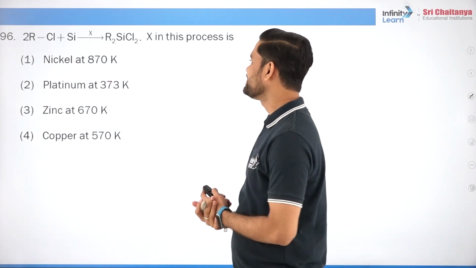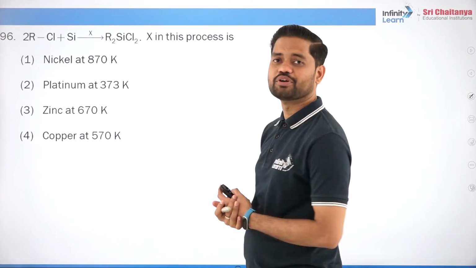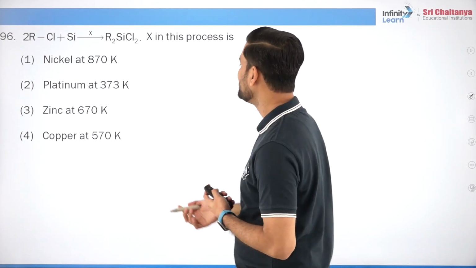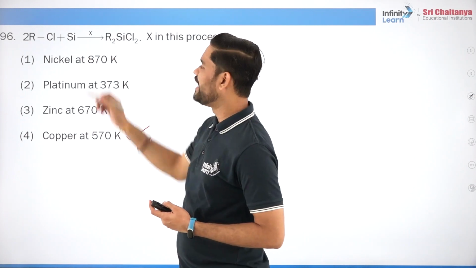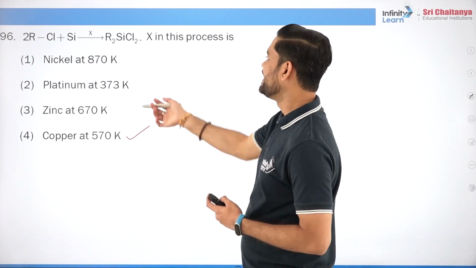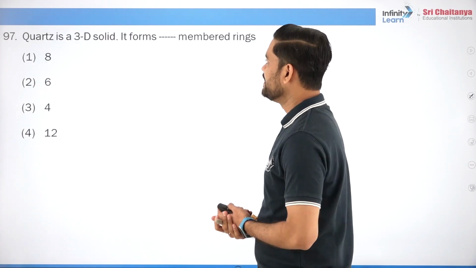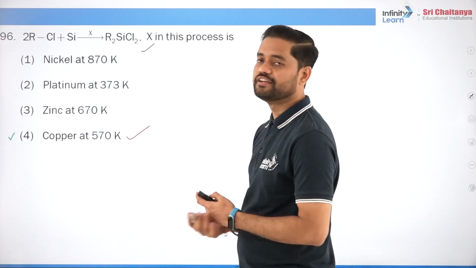96. Again one more theory based, means knowledge based question. If you know this thing, you get the answer. The answer over here is copper at 570 Kelvin. If you add copper at 570 and heat this particular reaction, you'll get this product. Then 96, as I said, is option 4.